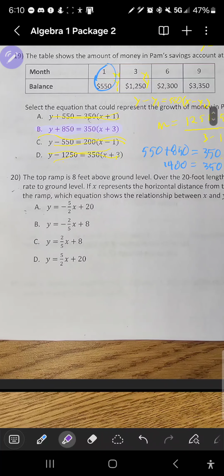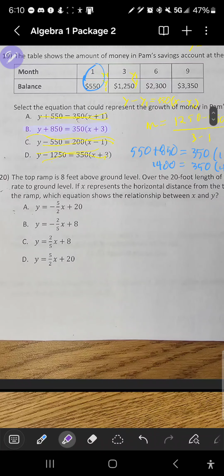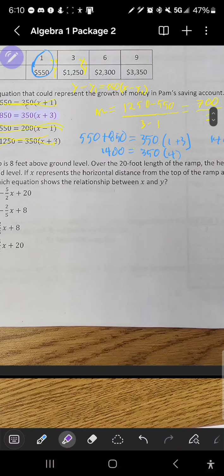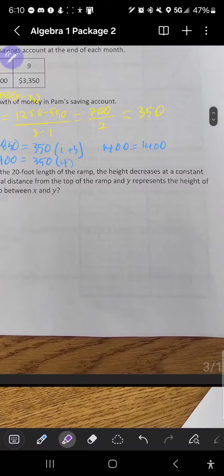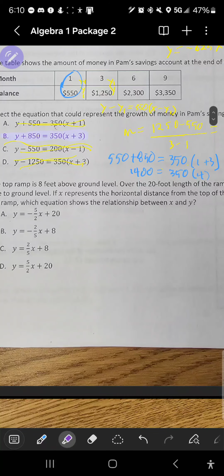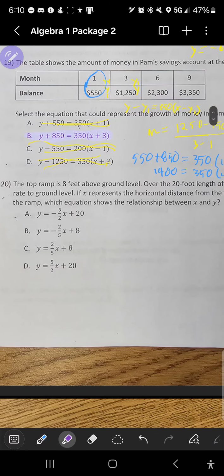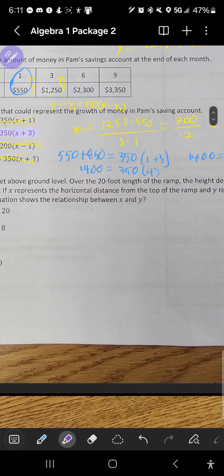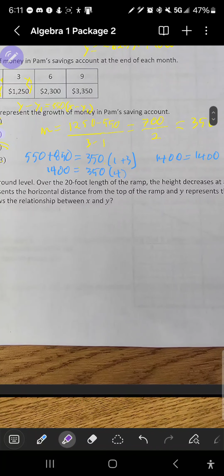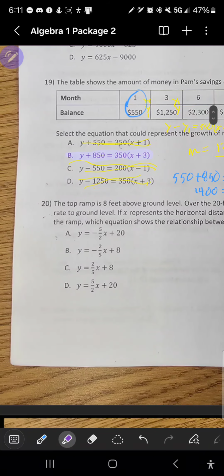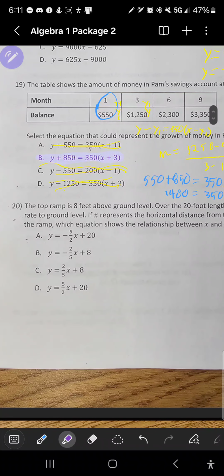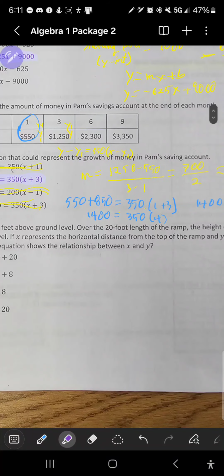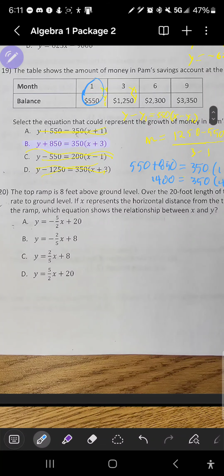So number 20: the top of the ramp is 8 feet above ground level. Over the 20-foot length of the ramp, the height decreases at a constant rate to ground level. If X represents the horizontal distance from the top of the ramp and Y represents the height of the ramp, which equation shows the relationship between X and Y? Okay, let's divide it in parts.